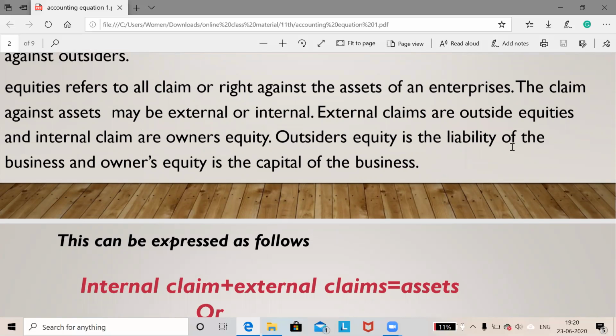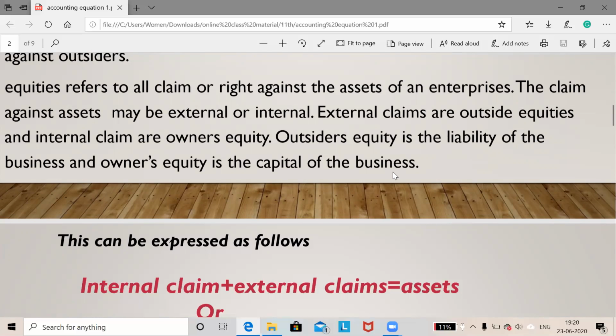See, the outsider equity is the liability of the business. What does the term liability mean? Liability means you have to repay that amount. That is called the liability. Owner's equity is the capital of the business. This can be expressed as follows.